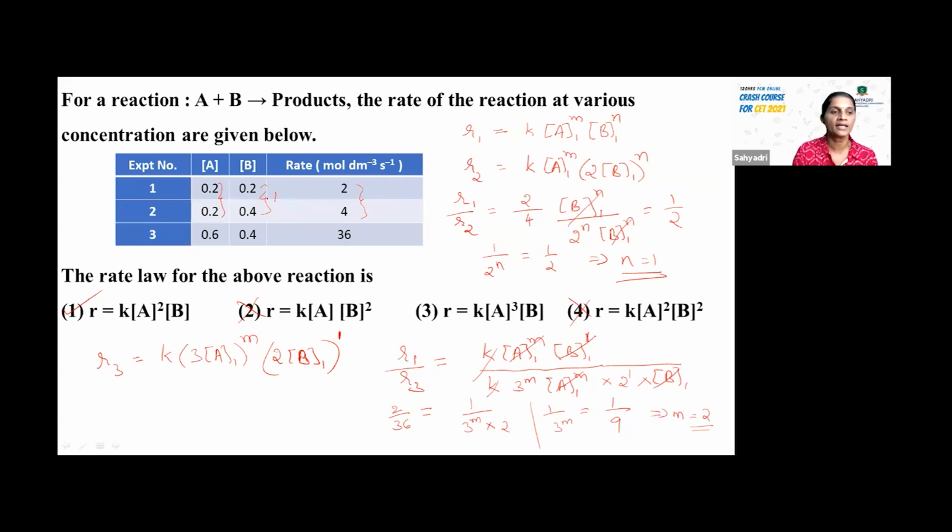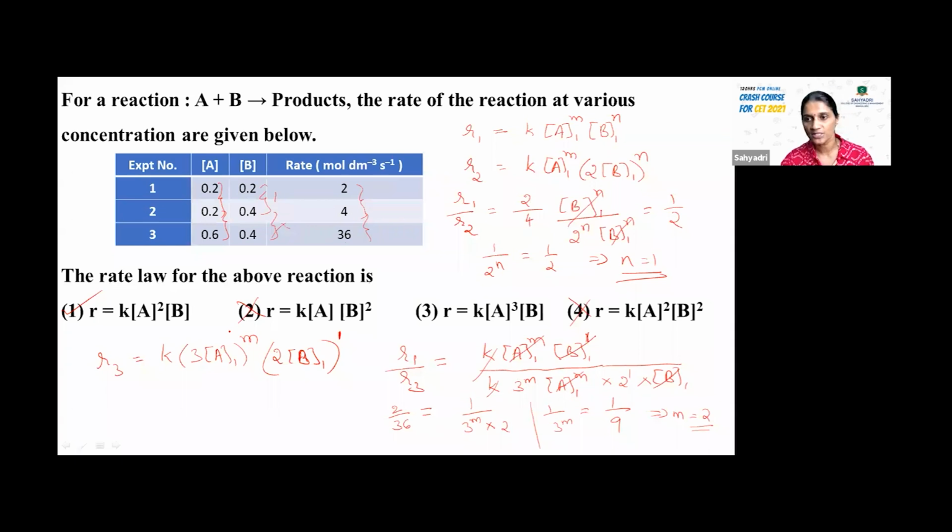Done. Okay, next. We have to compare these two now. It is fixed. So whatever increase in rate you are observing, it is not due to B. Now, it should be due to A. 3 times it is increased. So how many times is the rate increased? 4 nines are 36. When you increase the concentration by 3 times, the rate is getting increased by 9 times. 3 square is 9. So m is equal to 2. It is second order with respect to A. Clear? So it is A square B. Any doubt? Shall we proceed? So that's the easy method. Clear?